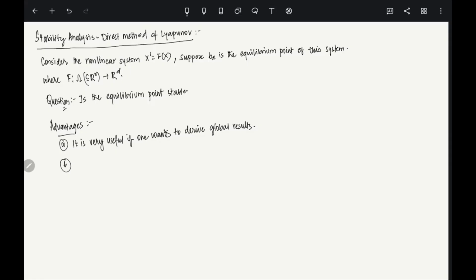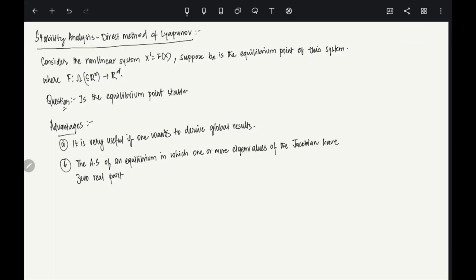So here also, the asymptotic stability of an equilibrium in which one or more eigenvalues of the Jacobian have zero real part.